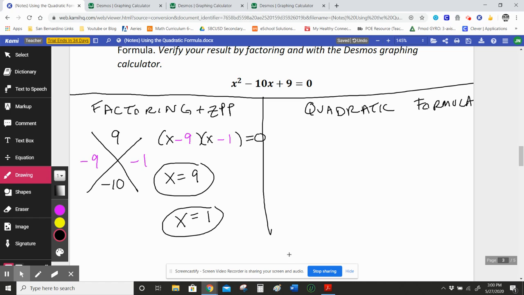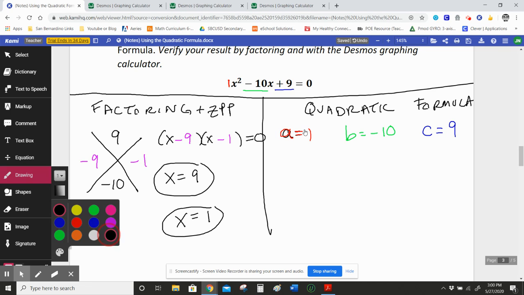We need to figure out what is the value of a, b, and c. So it needs to be in standard form, right? The value of a, the number in front of the x squared, is 1. The value of b is the number in front of the x, which in this case is -10. Don't forget the negatives and the positives. They do make a difference. And the final thing is the value of c, which is the number without a variable. In this case, it's equal to +9.